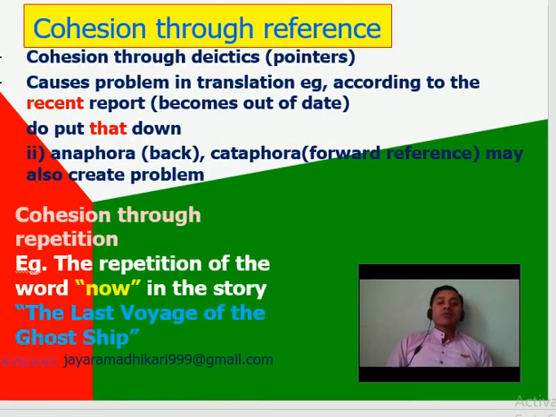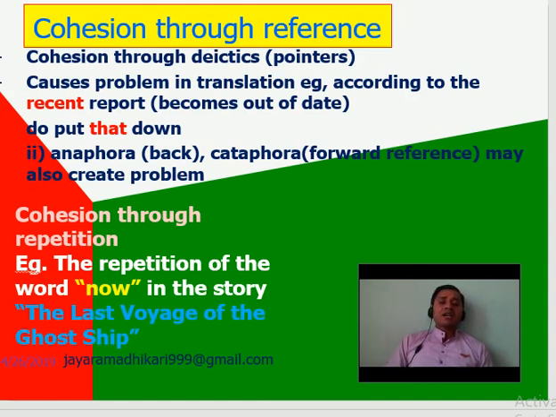Likewise, we can maintain cohesion through reference. Here, reference can be achieved through diacritics, that is also called pointers. Diacritics cause problems in translation. For example, in the original text, there may be "according to the recent report." So when we translate it, the word "recent" becomes out of date in the translation.